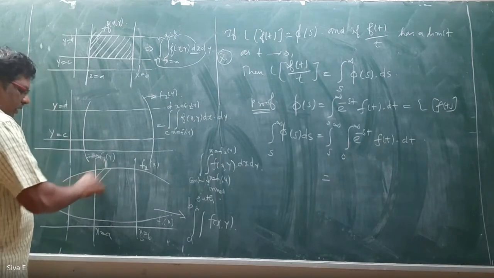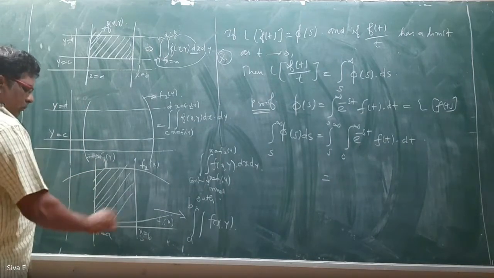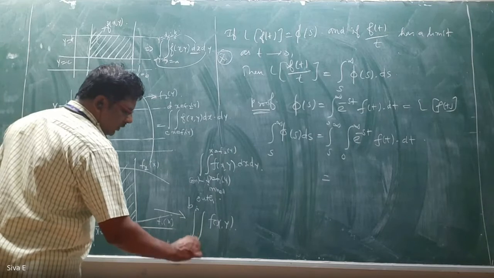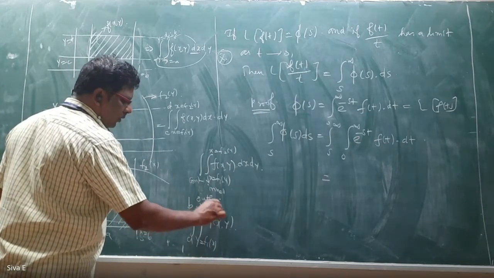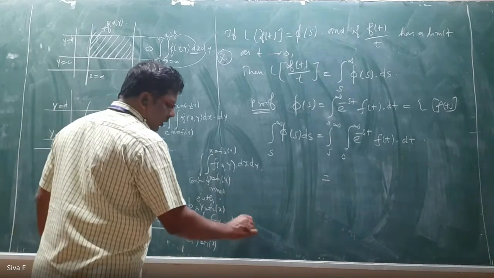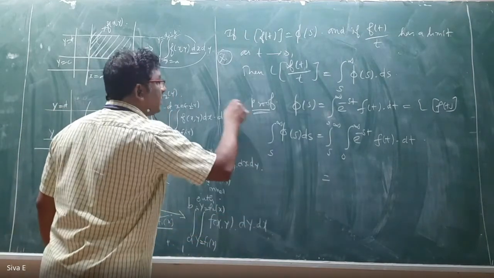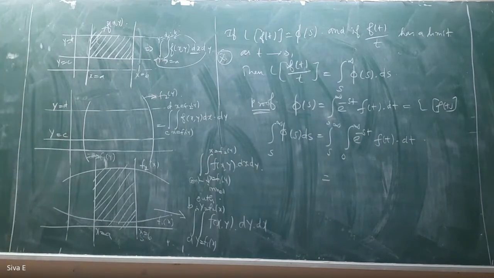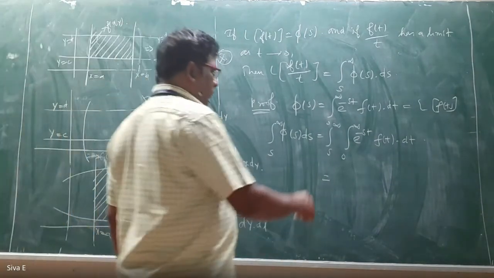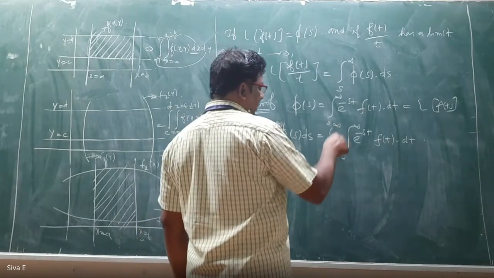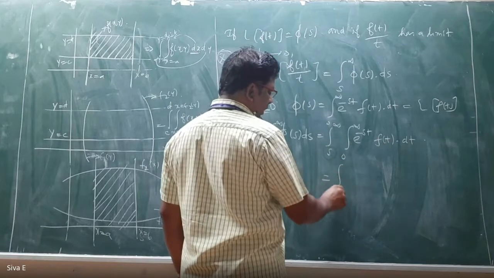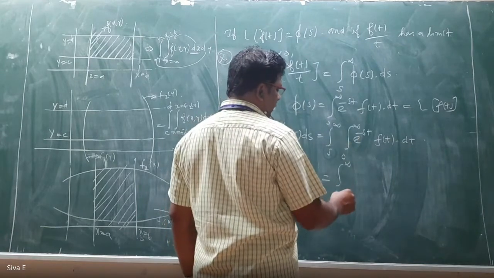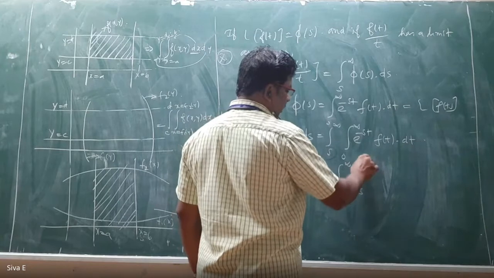Okay. But what is the inner integration? y equal to f1 of x, y equal to f2 of x. So here dy dx. This is the procedure to write that. So here see that it is not constant. It is the variable, s to infinity. s is the variable here. Therefore, you have to write that 0 to infinity first, and s to infinity second.